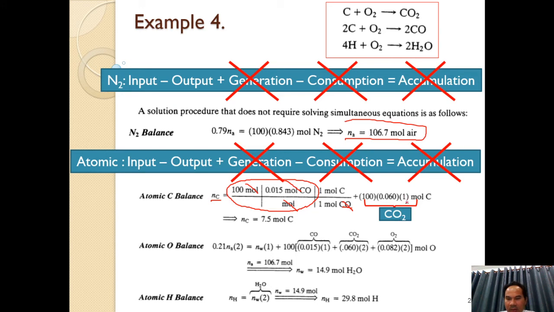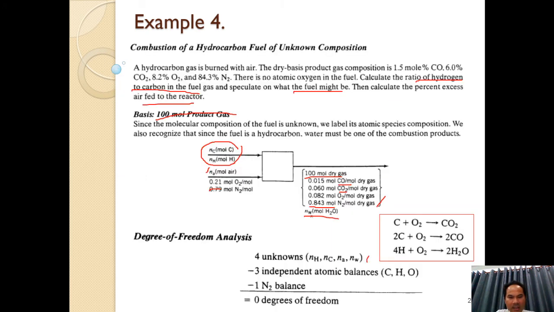1 mole CO2 includes 1 mole C, multiplied by the amount of CO2 in the output. This is 0.06 mole CO2 per total mole dry gas, multiplied by 100 mole dry gas, you get mole C. And then for this case, you can solve for NC. NC is 7.5 mole carbon. And for the next step, oxygen balance.